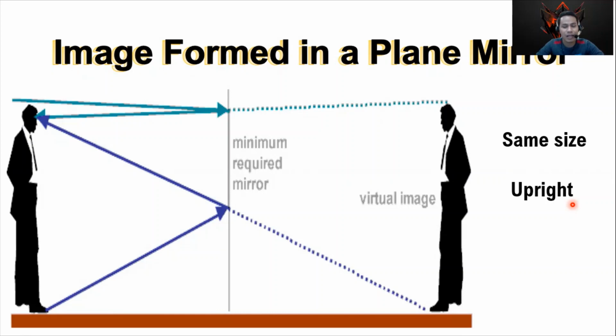And the last one is you have to revisit the points to check kanina. Number 1, the image is upright. Number 2, the image is found behind the mirror. And number 3, there are broken lines involved. So automatic, the answer here is virtual. Tapos may nakalagay na virtual image. Okay, next.